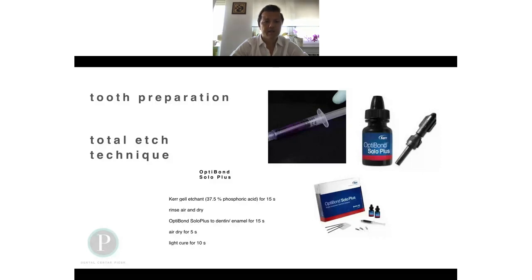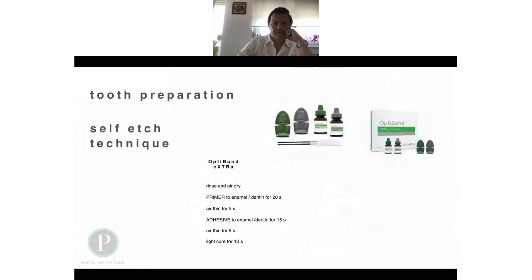We first put the phosphoric acid on the tooth for 15 seconds. After that, we gently air dry it, and we put the OptiBond Solo Plus for dentin and enamel for 15 seconds. After 5 seconds of air drying, we light cure. Our tooth is prepared to receive the veneer or crown. In the other way, how we can prepare the tooth is the self-etch technique. When we do the self-etch technique, we use OptiBond Extra.